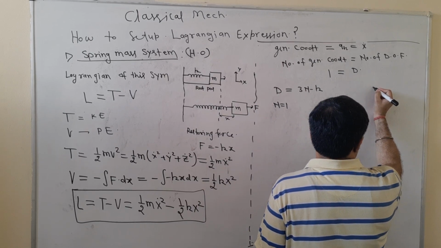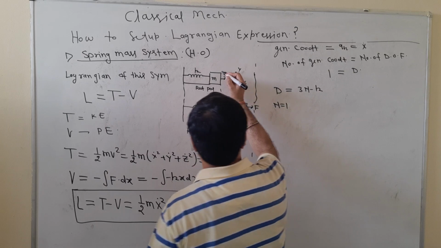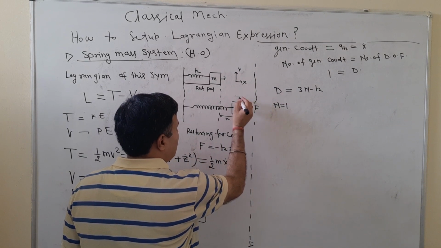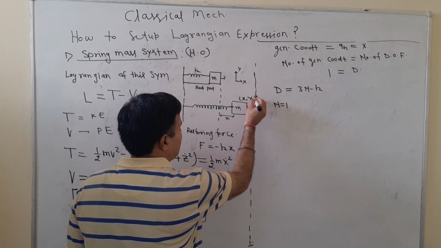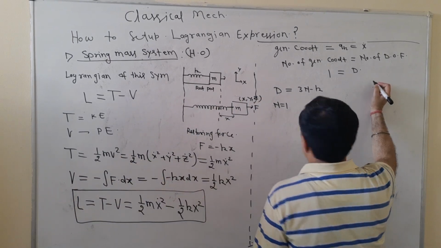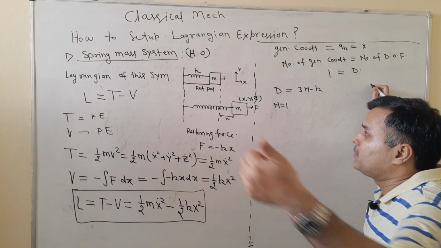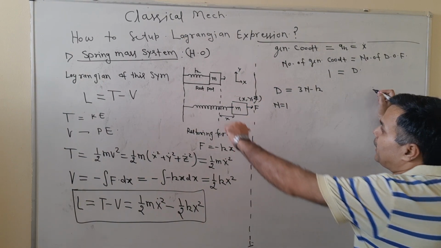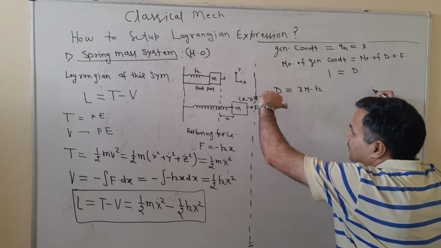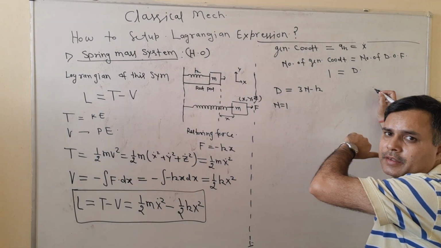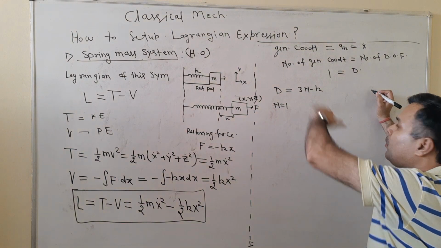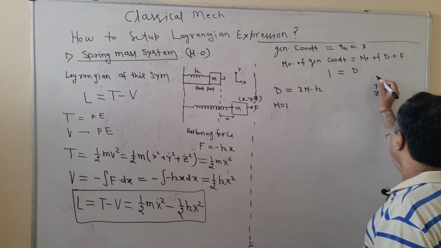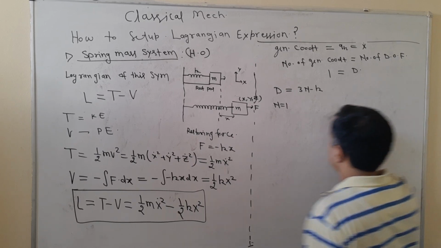So what is k? This is in a plane. If you write the particle, what is its coordinate? Its coordinate is simply x, y and z. But in this spring mass system, if you apply the force in this direction, the motion is only along the x direction. So there is no motion along y and z direction. So y equal to 0 and z equal to 0. So this is the equation of constraints.